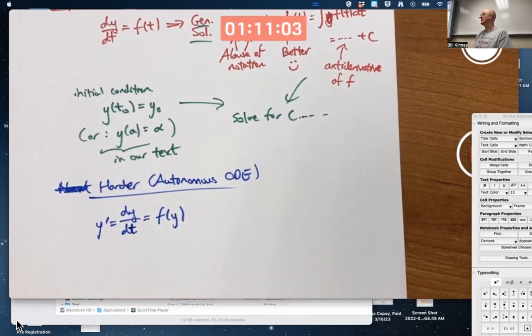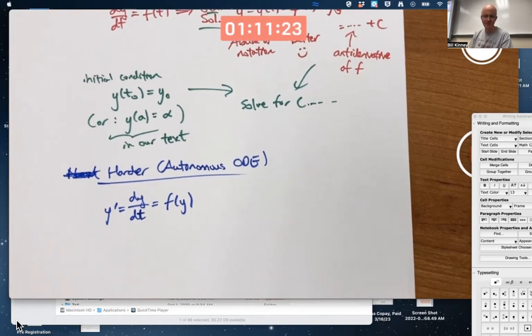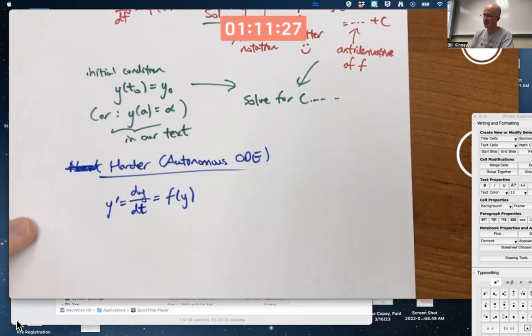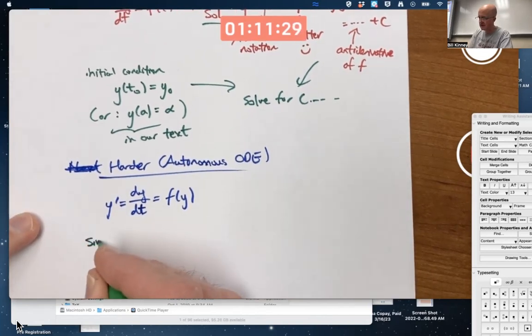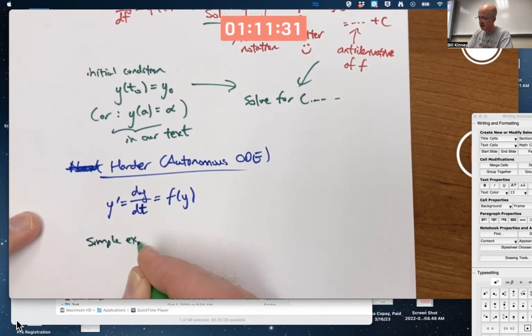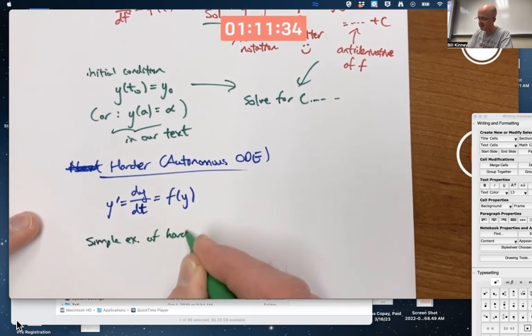That's a harder kind of equation. You cannot solve this by integrating f. Because if you do, you're misunderstanding what this equation is saying. So what is it saying? Maybe we should do one example. Here is a simple example of this harder situation.